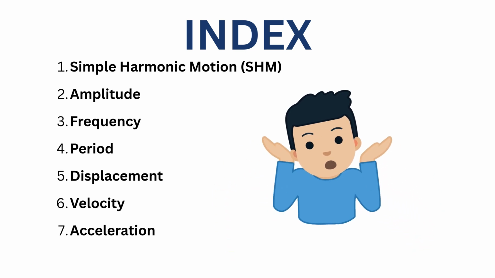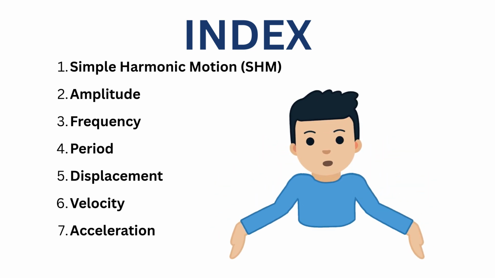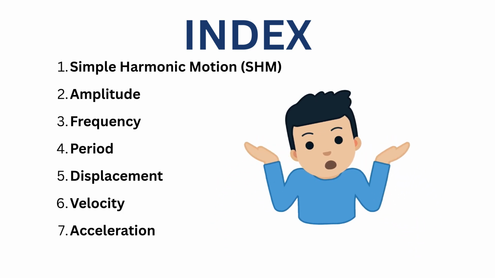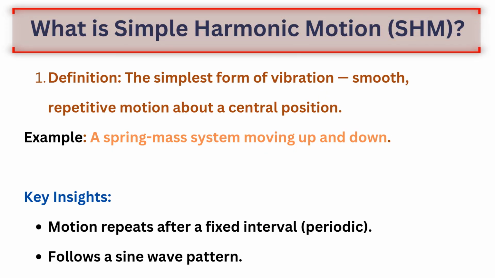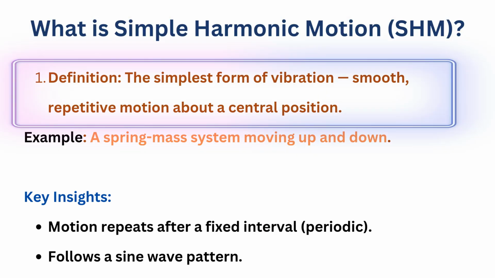By the end of the video you will clearly understand what these terms mean and how they connect to real machine vibration. So let's start with the first basic concept, simple harmonic motion, also known as SHM. In the simplest form of vibration, let's say there is a moving object that swings back and forth in a smooth and repetitive manner around its central position.